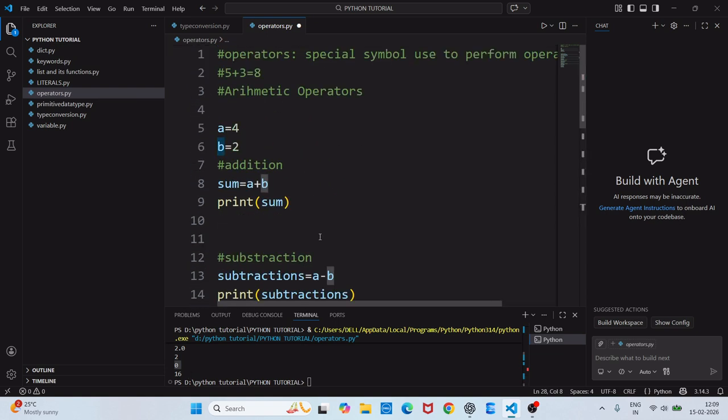So these are the operators in Python. The first operators are the arithmetic operators. In the next class we will see the comparison operators.